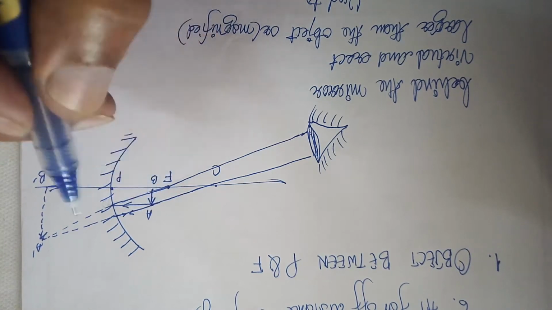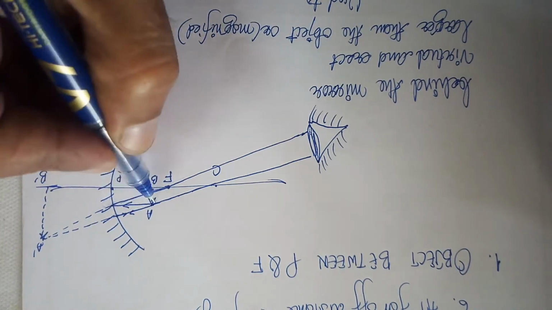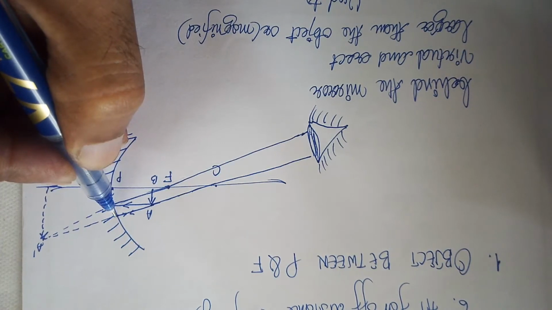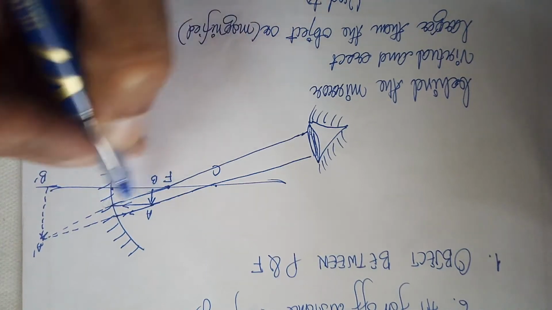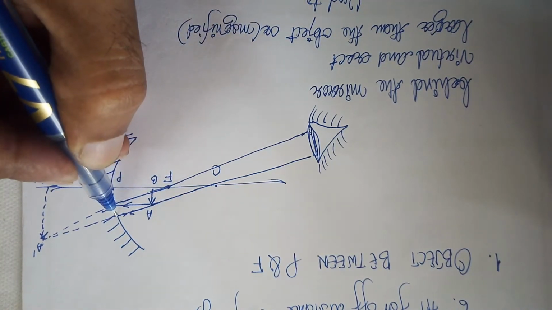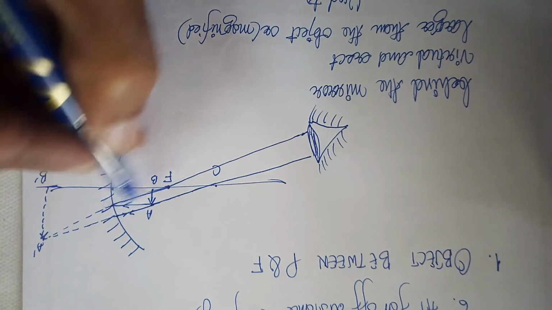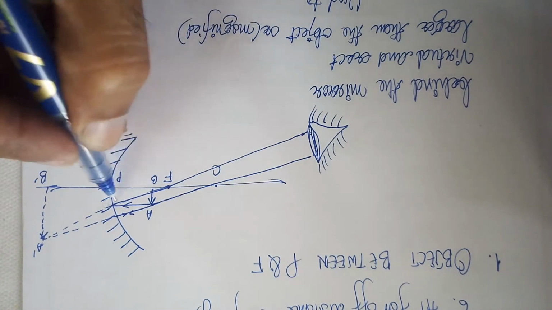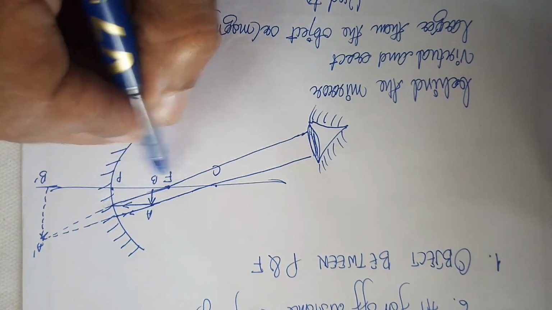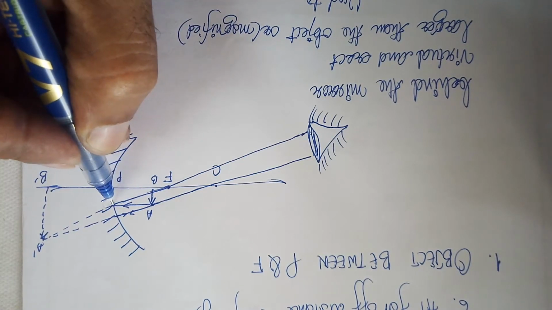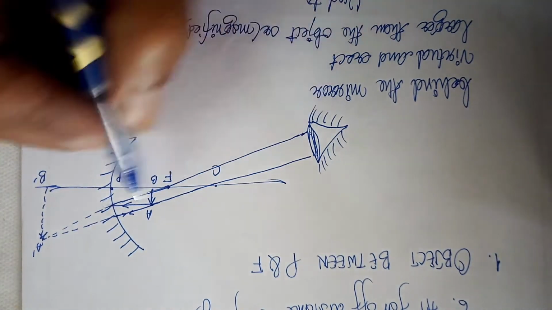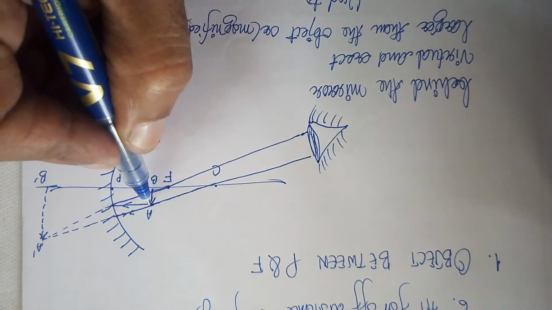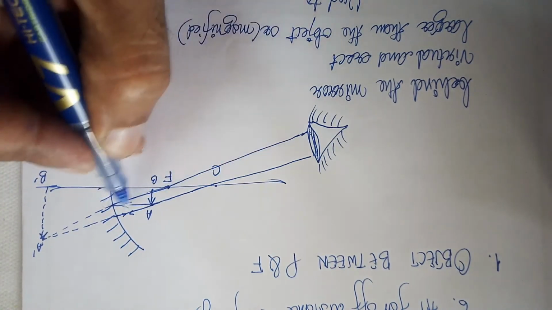A second ray of light, this one, passing through the center of curvature after it strikes at this point. It will pass through the center of curvature C. One is parallel to the principal axis, which when reflected passes through the focus, and the second one is retracing the same path and passing through the center of curvature.